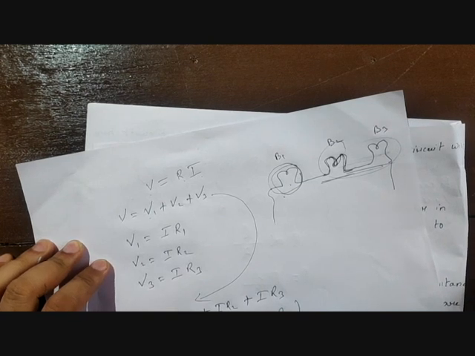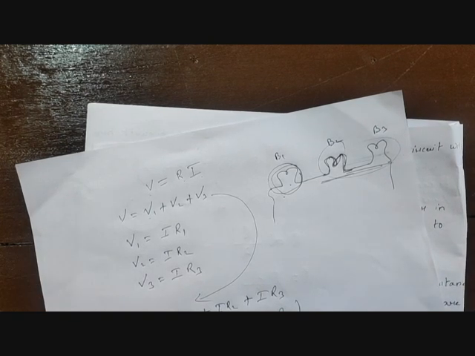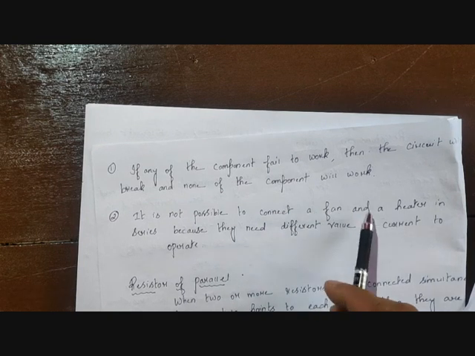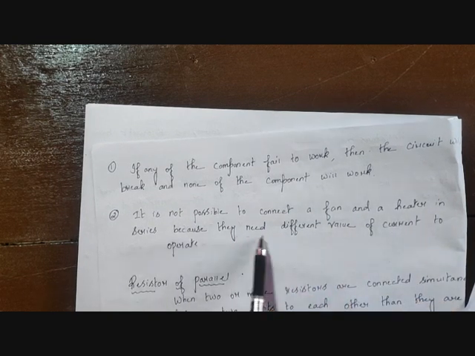Normally at home, I think you have seen, suppose one bulb is not working, it affects the others also, right? So again, what's given: it is not possible to connect a fan and a heater in series because they need different values of current. As we know, the heater needs a lot of current but the fan needs less current, so their requirements are different. So in this case we cannot use a series connection.